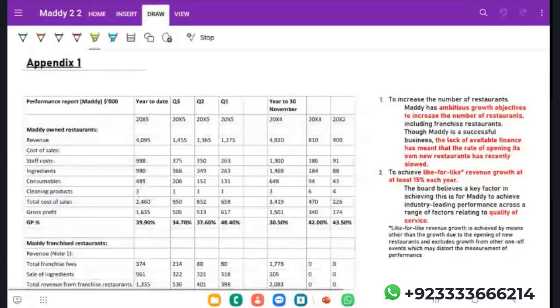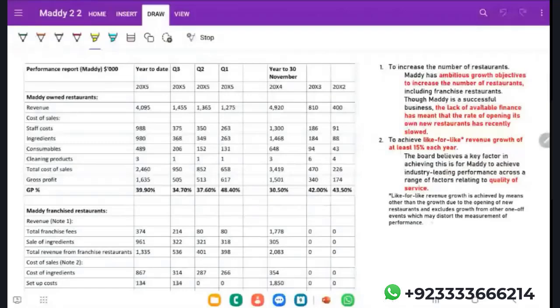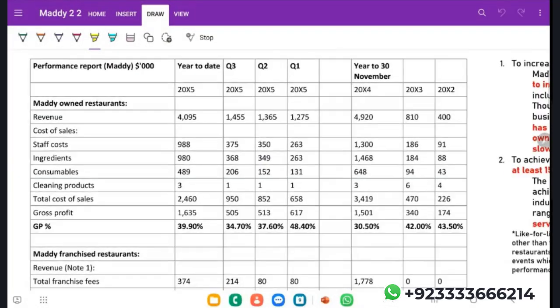So this is basically what the company wants, right? I have just tried to mention it at the right side. Okay, so this is the performance measurement report, right? Now let's try to understand what is given in this performance measurement report.